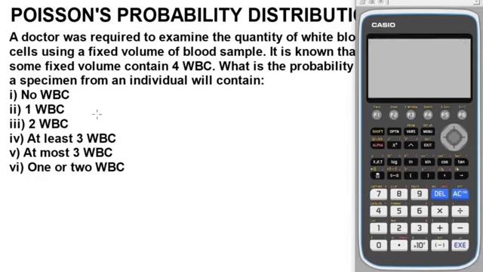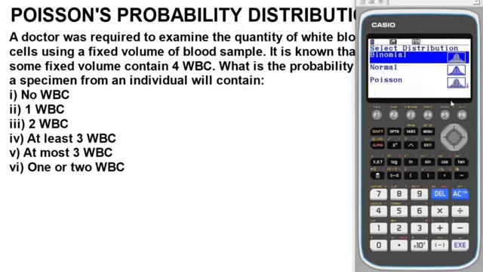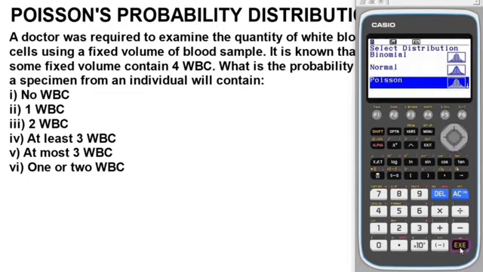Alright, next we're going to put the calculator in distribution mode. Very important, that's the mode we're going to work with. To put it in distribution mode, navigate to distribution using this navigation button. So this is distribution, press execute. When you get here, you see Poisson, option 3. So you go to Poisson. When you get there, press execute.